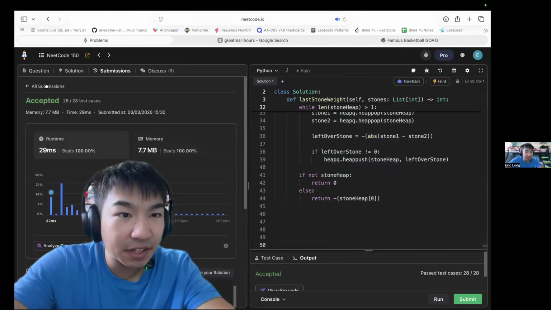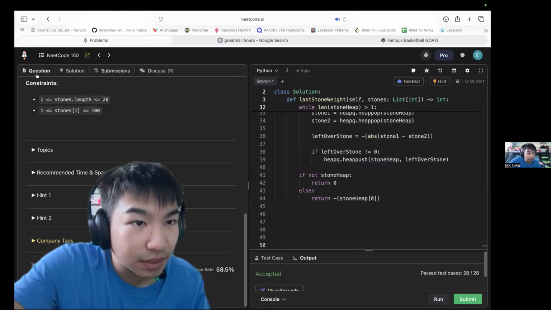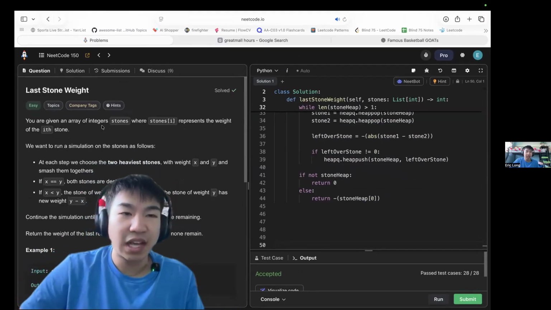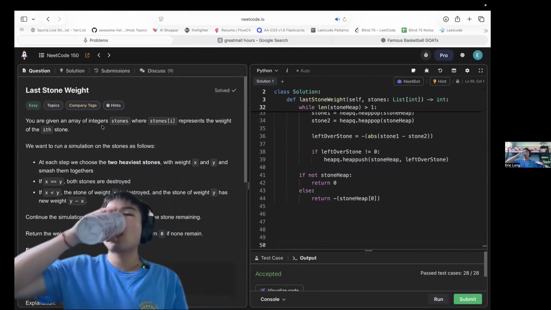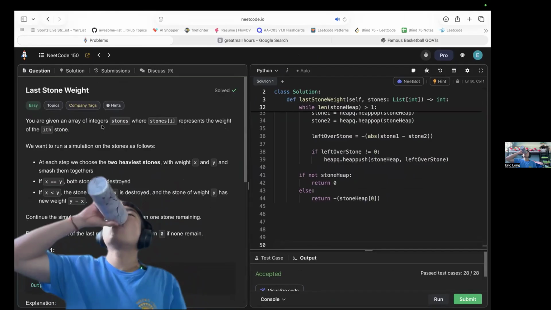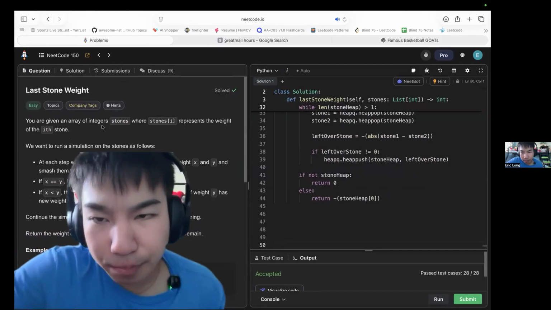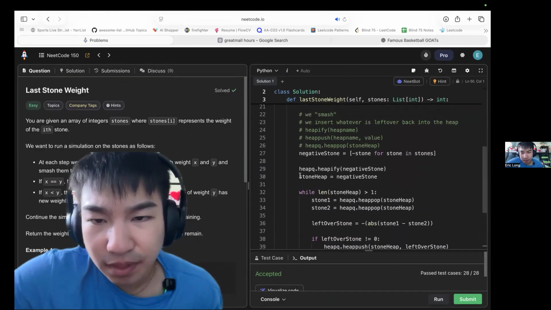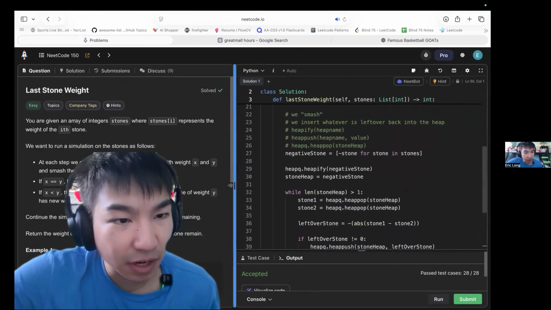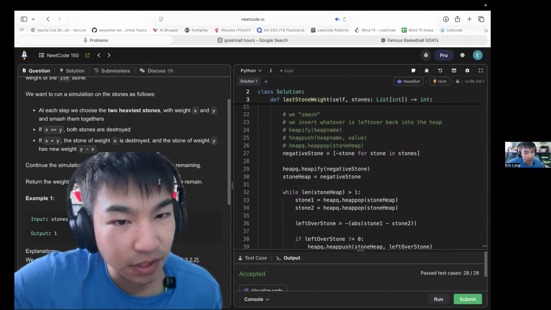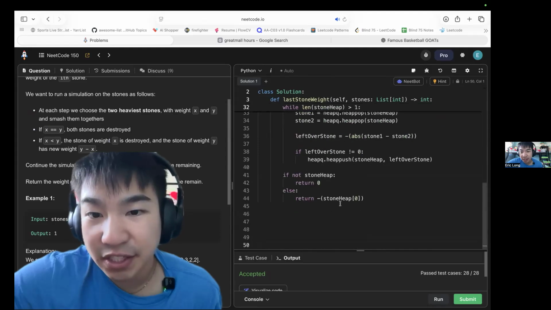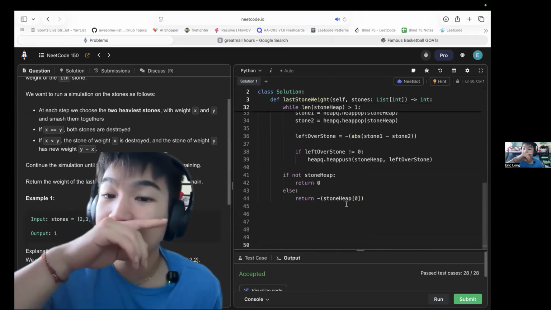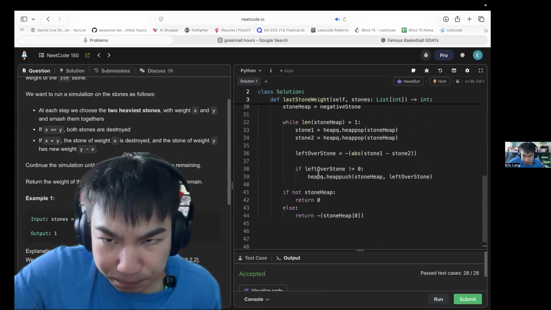Right, well, that's how I solved the Last Stone Weight question. That was my first attempt. I think the only thing I did wrong is I forgot about the case where you return zero if none remain, because I just assumed that something was gonna remain. That's where I messed up right here.